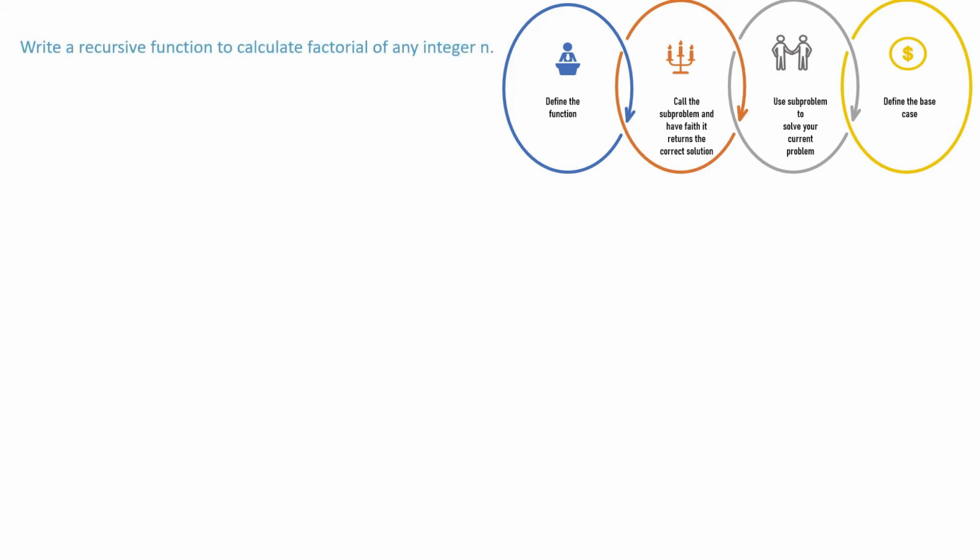Our next question is to write a recursive function to calculate the factorial of any integer n. In the first step, we define the factorial function that takes input parameter n. To define the subproblem, we know that we are calling the same function with input n-1.